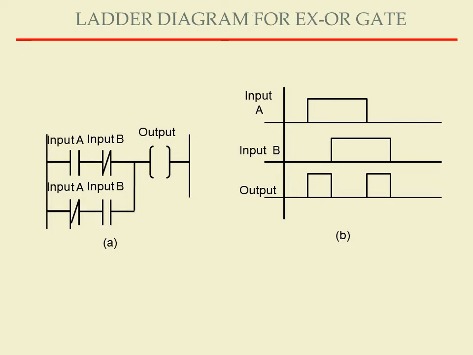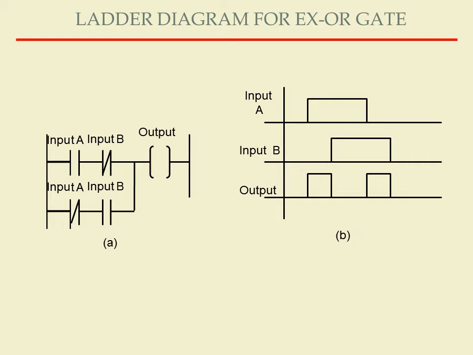Then the XOR gate. The ladder diagram of the XOR gate is shown here. So there are two parallel branches. In the first branch, input A and input B: input A is normally open, input B is normally closed. In the second branch, input A is normally closed, input B is normally open.